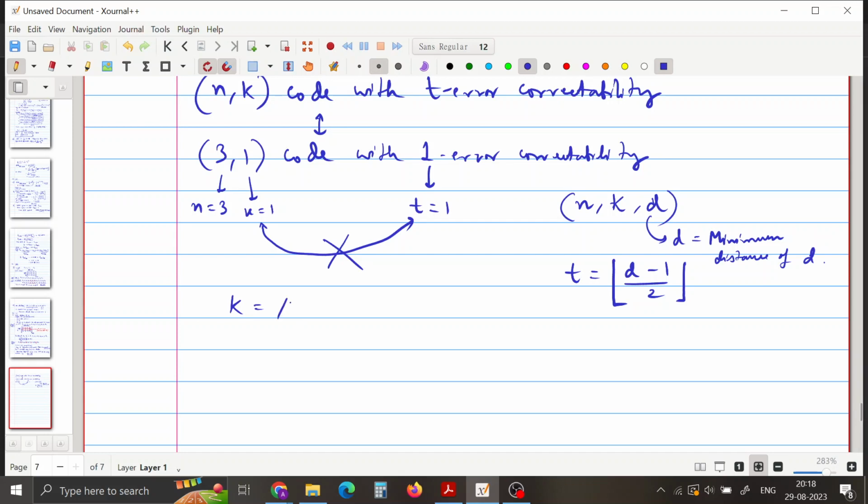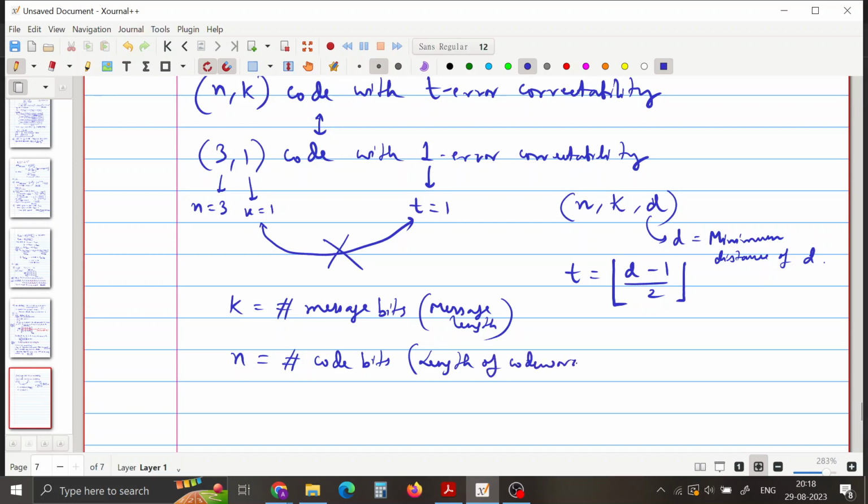So k is your number of message bits, or your message length basically, and n is the number of code bits, the length of the codeword, and t is the number of errors that the code can correct.